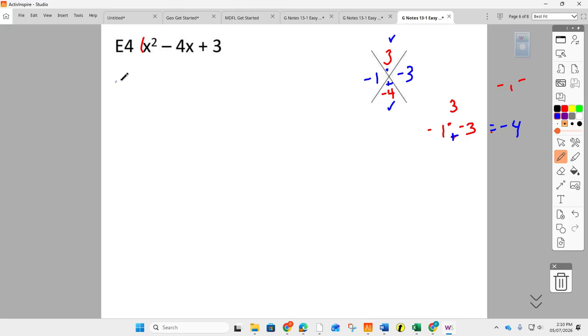Fill in our parentheses. This goes in the front. These sides go behind. I'm going to do them in the opposite order just to remind you it doesn't matter which one I put first.